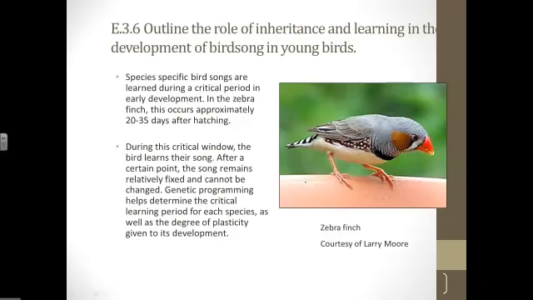What's interesting about the learning of bird songs is it hybridizes and combines this concept of innate behavior and learned behavior. Because it's innate that the critical window for the zebra finch is within 20 to 35 days of hatching. That's pre-programmed and remains relatively fixed. But within that window, there is flexibility as far as what the bird can learn. And if it learns the right song, great. If it doesn't learn the right song, there can be problems.